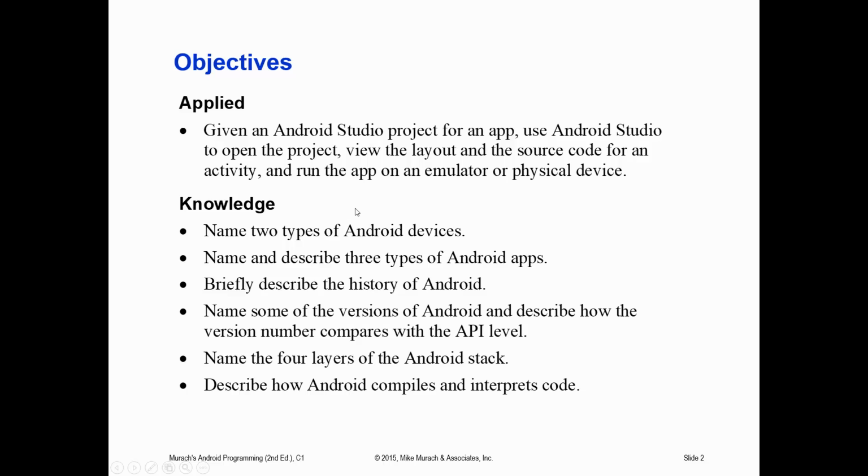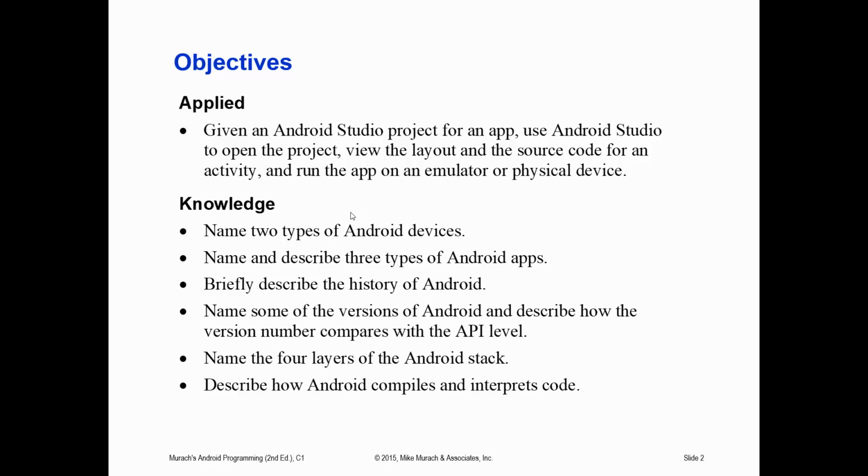So Chapter 1, an introduction to Android and Android Studio. Here are our objectives. Our applied objective is, given an Android Studio project for an app, use Android Studio to open the project, view the layout and the source code for an activity, and run the app on an emulator or physical device.